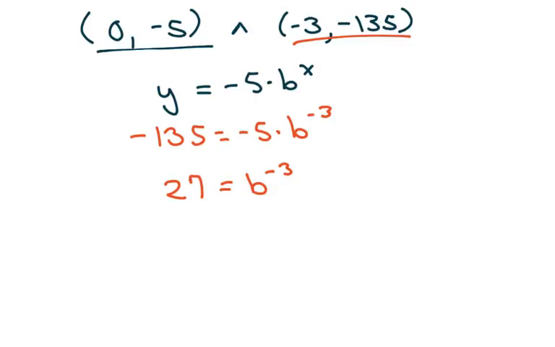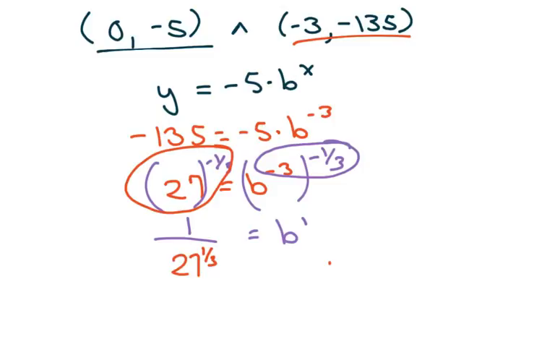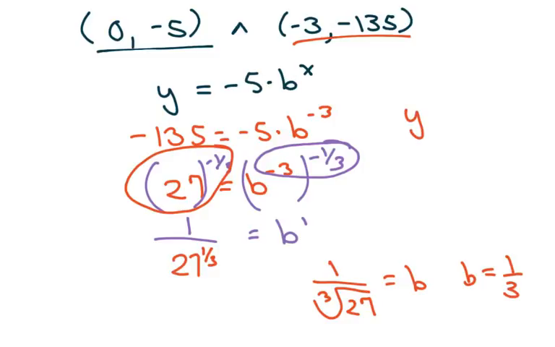In this case, I'm going to go ahead and just power everything by -1/3. This cancels out because -3 times -1/3 is just 1. And this part here is 1 over 27 to the 1/3, which is the same as 1 over the cube root of 27. The cube root of 27 is 3, so b equals 1/3. So my equation now is y equals -5 times (1/3) to the x.